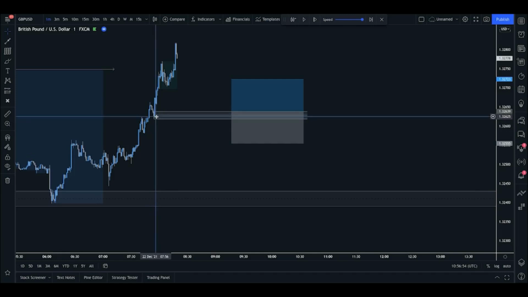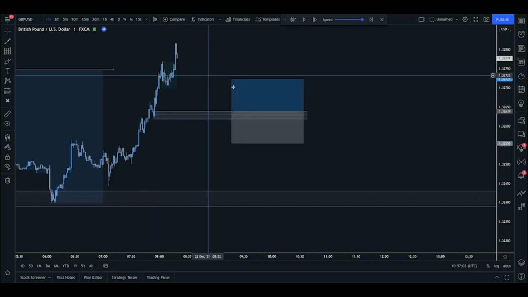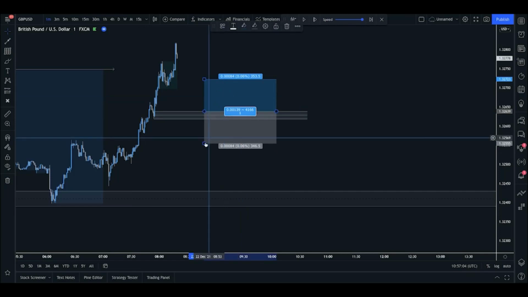But this is the imbalanced area that broke structure. And we can see before that price was efficient here. And then obviously we don't worry about this, because this was not where the strength came in to break this significant structure. So we could go with an order here.